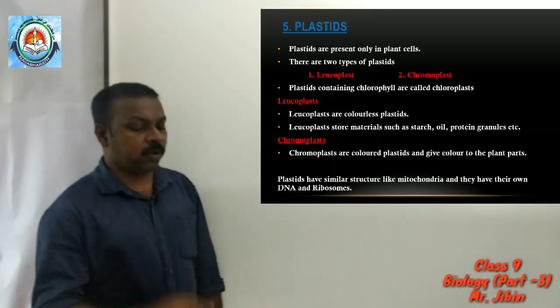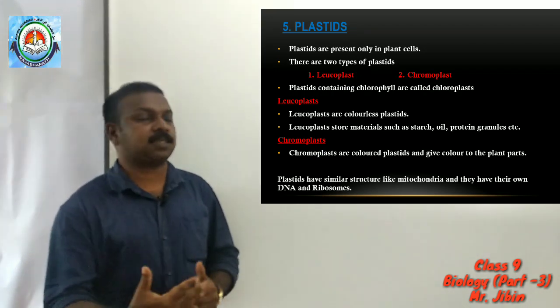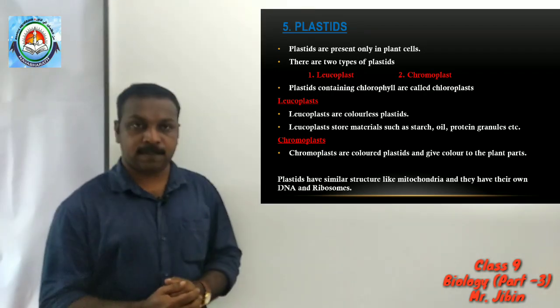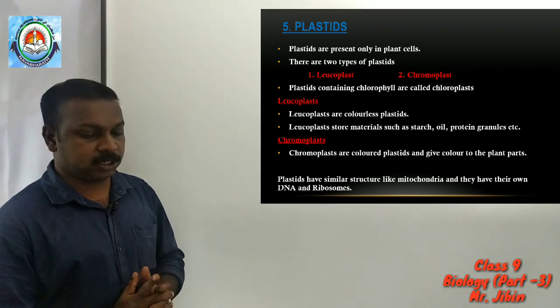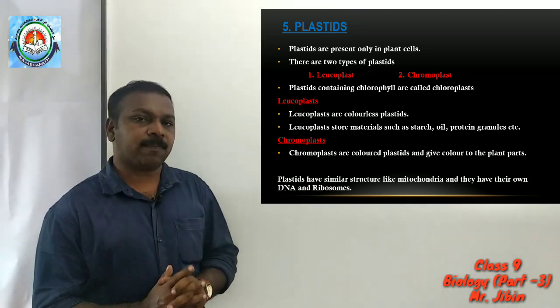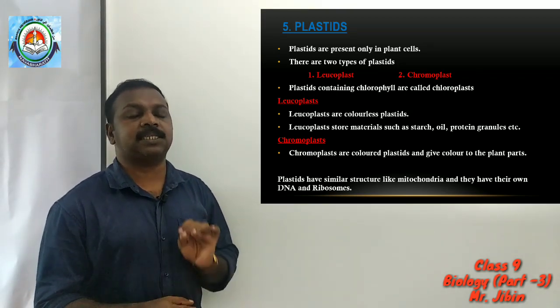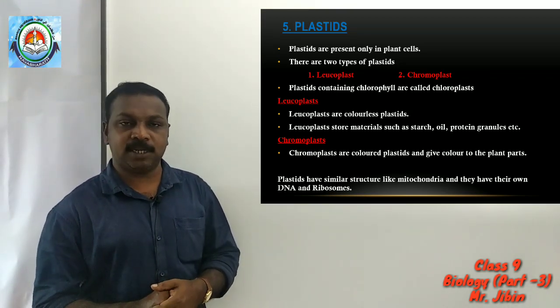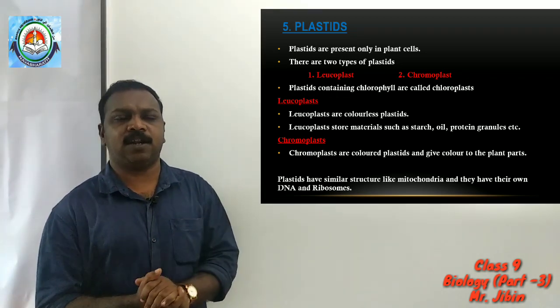Now today we are going to discuss the next cell organelle, plastids. Plastids are present only in plant cells. It means that in animal cells, plastids are absent. Only in plants can we find plastids.